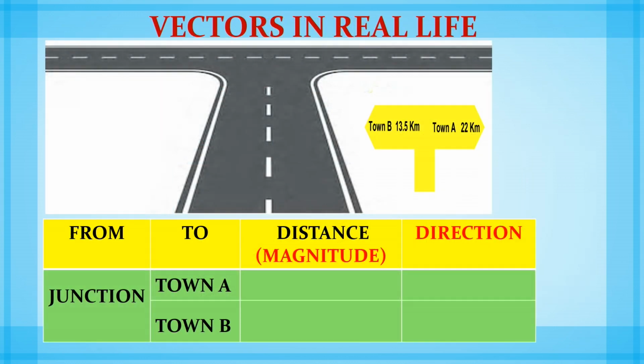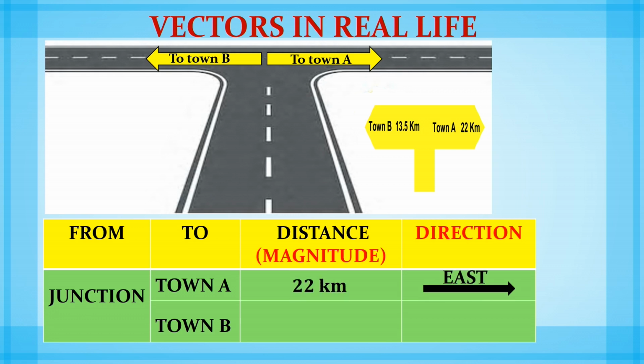Well, an example of vectors in real life can be illustrated by the displacement involved in reaching town A or in reaching town B from a certain road junction. Here, the displacement to town A involves traveling 22 kilometers due east, while the displacement to town B involves traveling 13.5 kilometers due west. Students, displacement is a vector quantity.